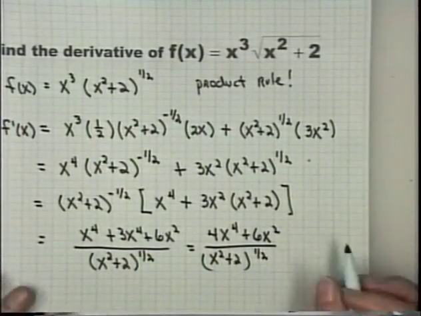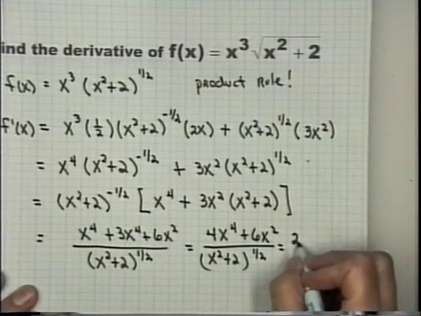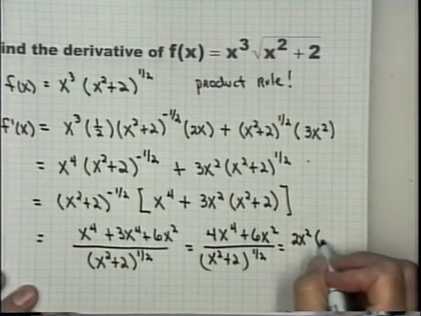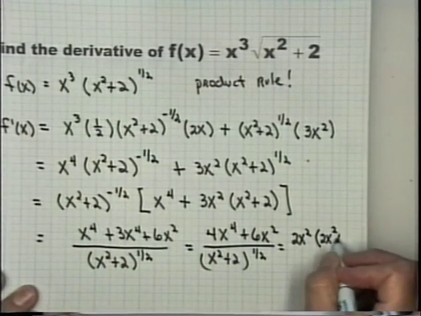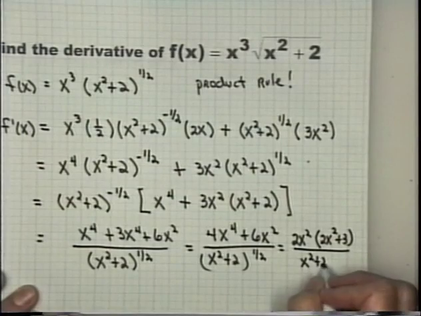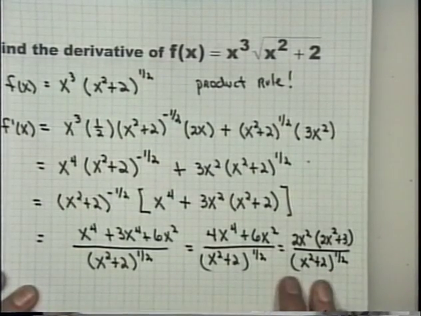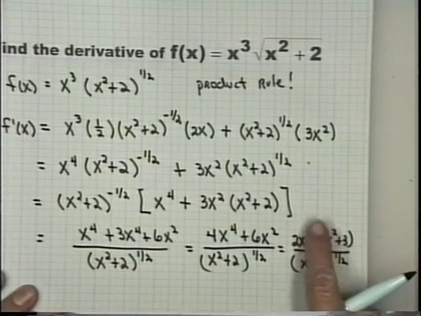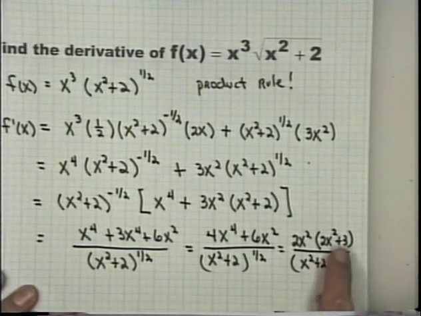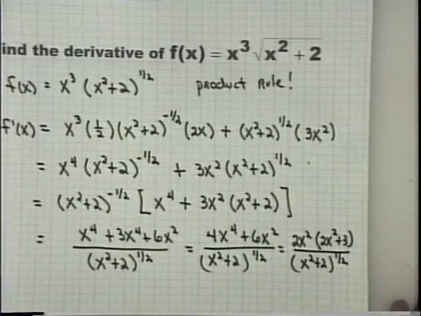Again, you can leave your answer here, or if you'd like to factor your numerator, you could factor out a 2x squared. That would give you 2x squared plus 3 as your second factor over x squared plus 2 to the 1/2. Again, either of these answers is good. A lot of times the reason for the factoring is to be sure that what you get here wouldn't cancel with one of the factors that you have here.